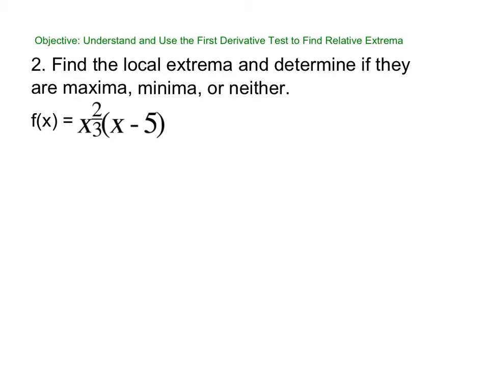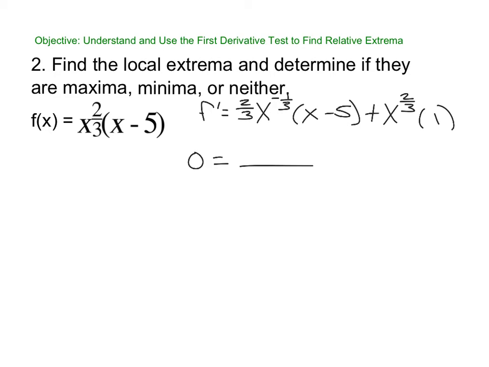So I know this is the hard one for the derivative. f prime equals 2/3 x to the negative 1/3 times x minus 5 plus x to the 2/3 times 1. So let's see. I'm going to rewrite that. 2 times x minus 5 over 3 times the cubed root of x plus the cubed root of x squared.